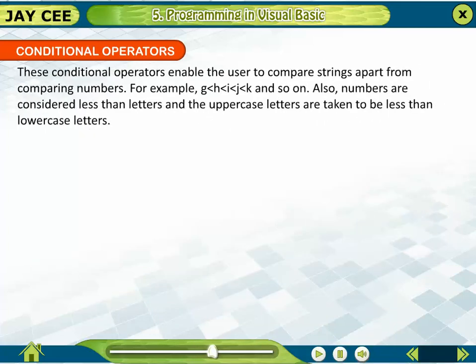These conditional operators enable the user to compare strings apart from comparing numbers. For example, G is less than H, less than I, less than J, less than K and so on. Also, numbers are considered less than letters and the uppercase letters are taken to be less than lowercase letters.